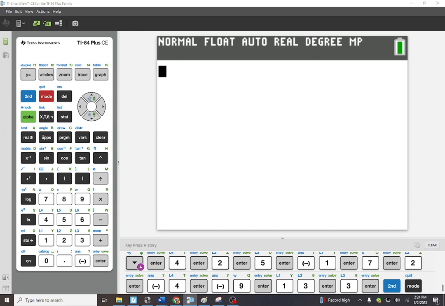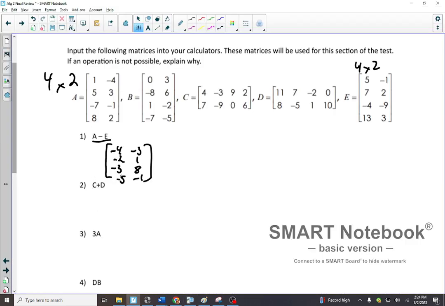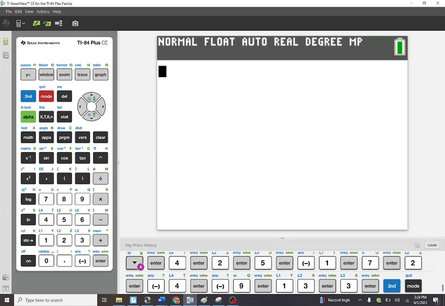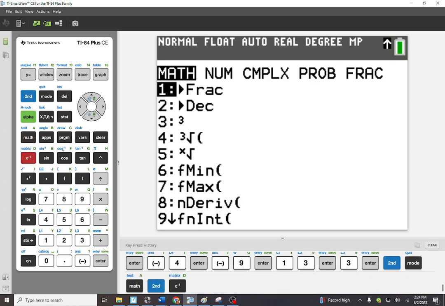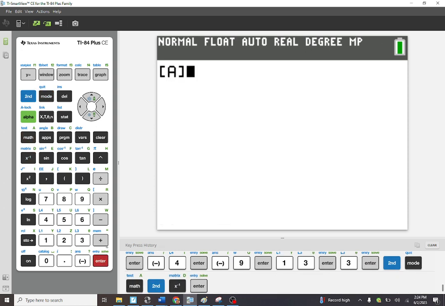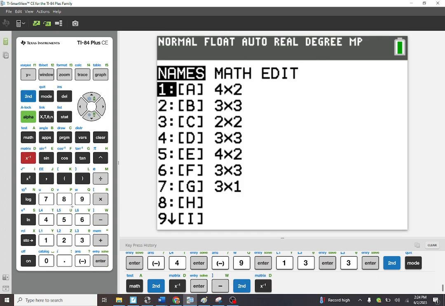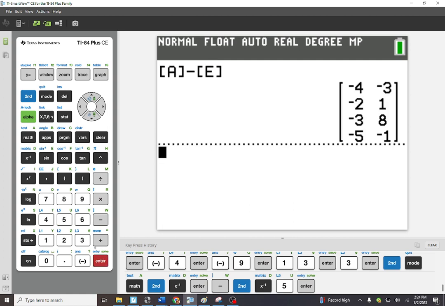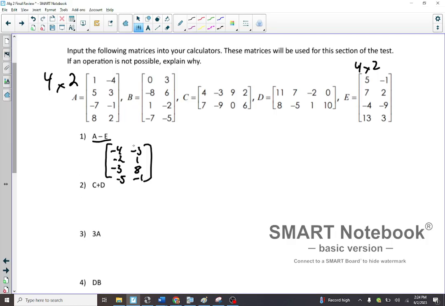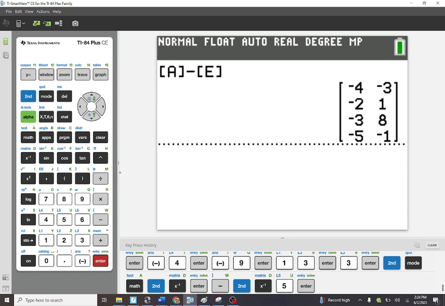Now, luckily for me, because I have A and E plugged in, if I wanted to do A minus E, I could just go to second matrix again. I'm going to click enter on names because I will just put it on the screen so I can work with it. So matrix A minus matrix E, and lo and behold, we get the answer over here. So you could do that with matrices.